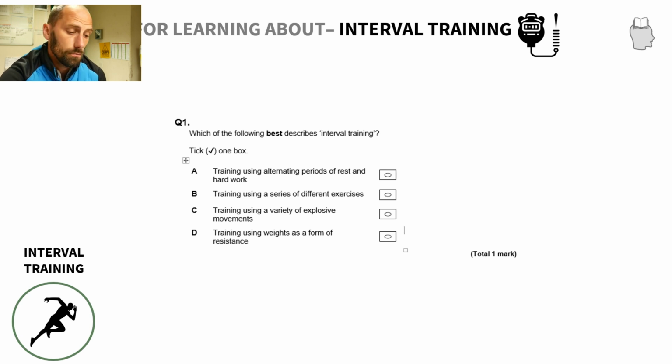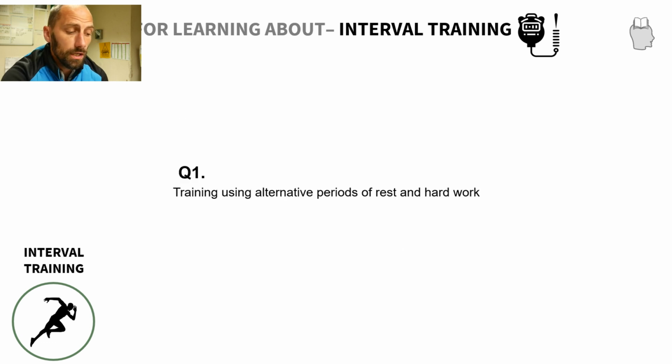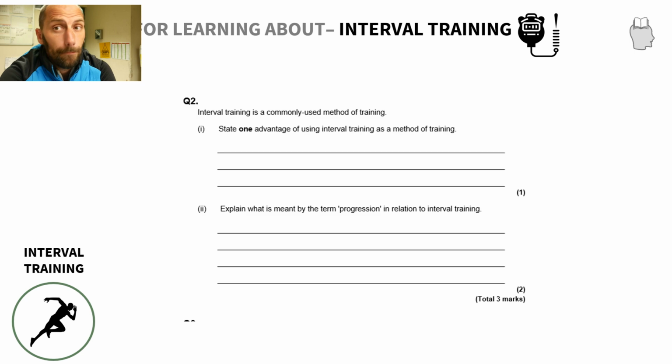So in this question, guys, what you've got to do is go A, B, C, or D. So let's have a look at the answer, or pause it so you can give it a go yourself, so you haven't got to wait for me. So the answer is training using alternate periods of rest and hard work. So quite simple, really. So question 2 here, a bit more complicated.